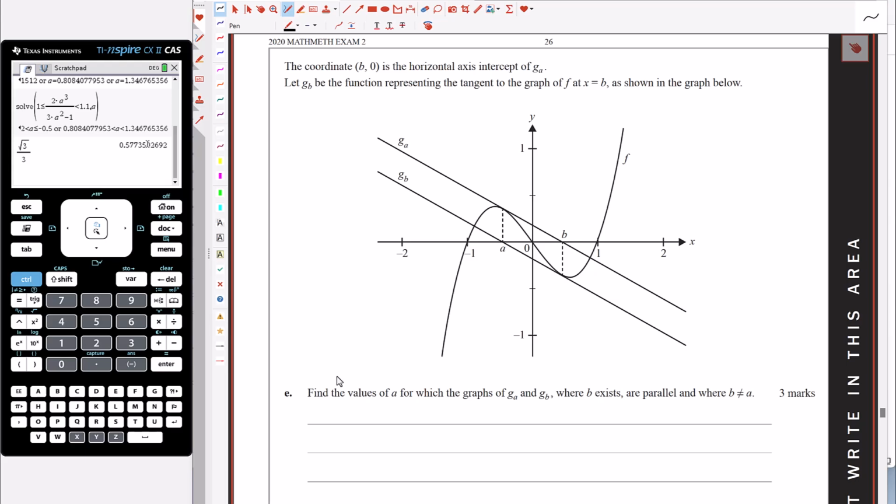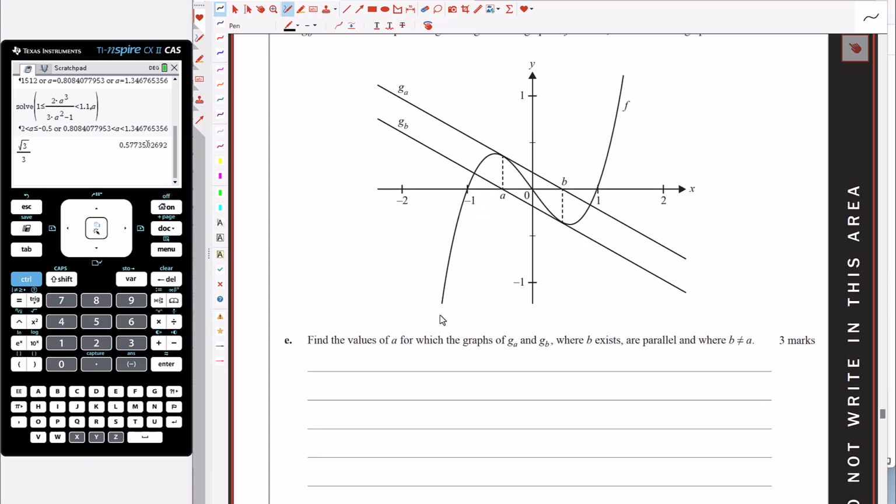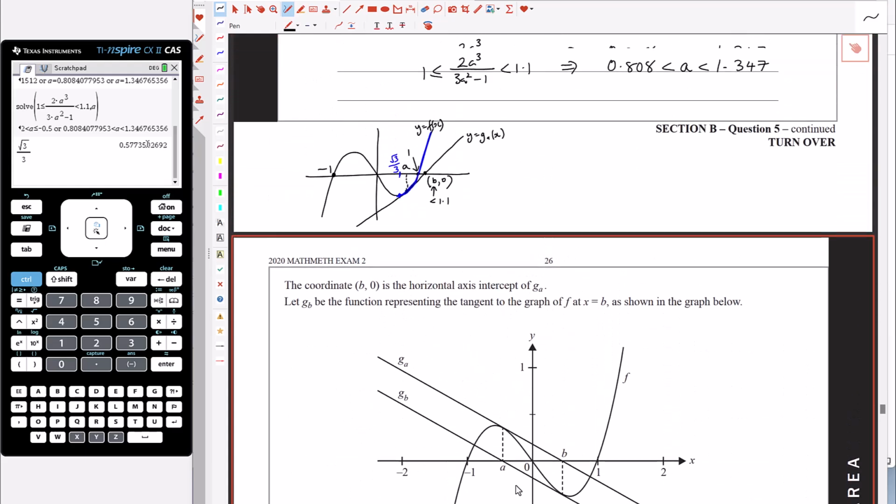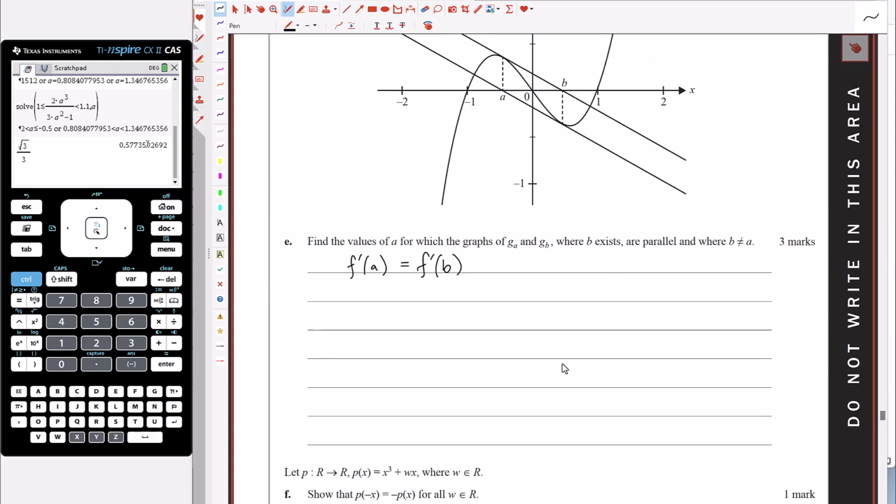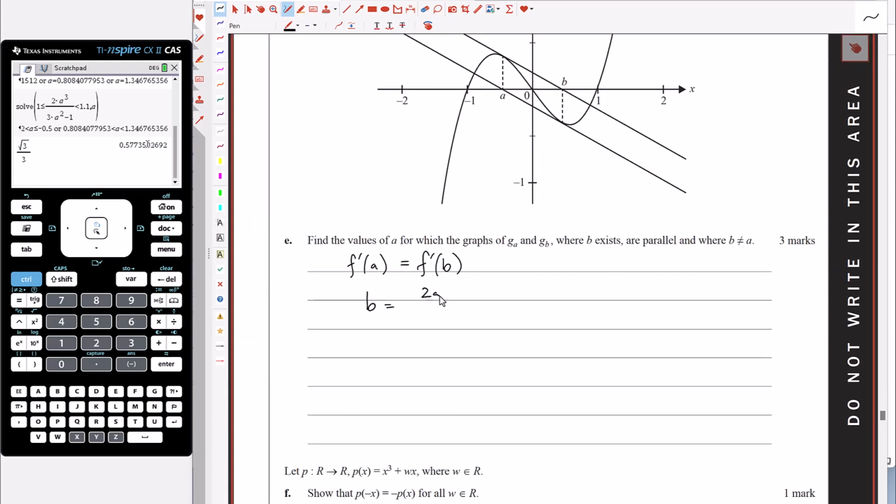Okay, so therefore what we want is the gradient at A has to be the same as the gradient at B. So we need f dash at A has to be the same as f dash at B. And we already have another relationship between A and B, so we can make some simultaneous equations. So we also know that B equals 2A cubed on 3A squared minus 1. And so we should be able to solve those equations simultaneously.